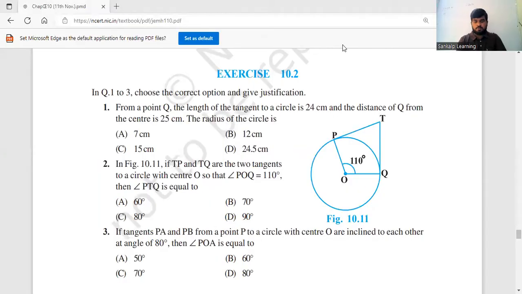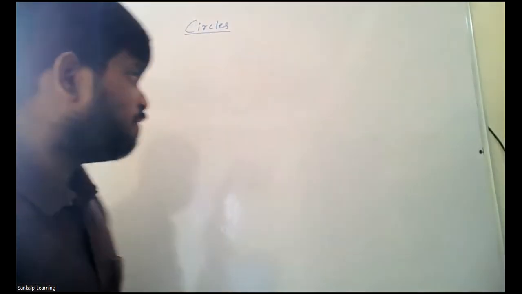Okay, students, now I've shared the screen. In this second exercise, the first question: from a point Q, the length of the tangent to a circle is 24 centimeter. From this point Q, we have drawn a tangent to the circle and the length of the tangent is 24 centimeter. The distance of Q from the center is 25 centimeter. Find the radius of the circle. A very simple question.